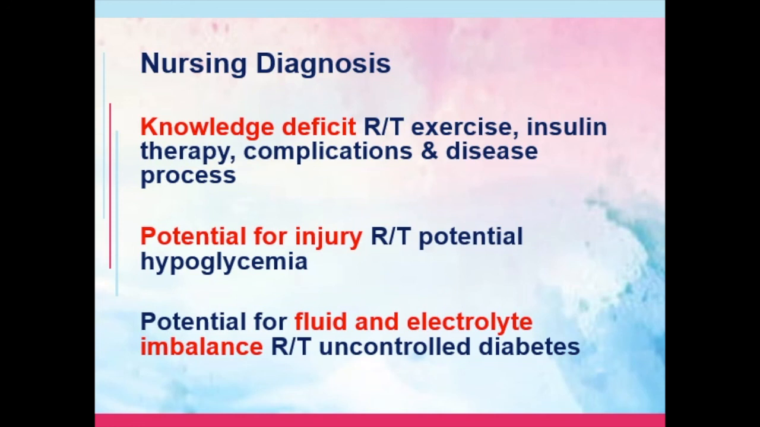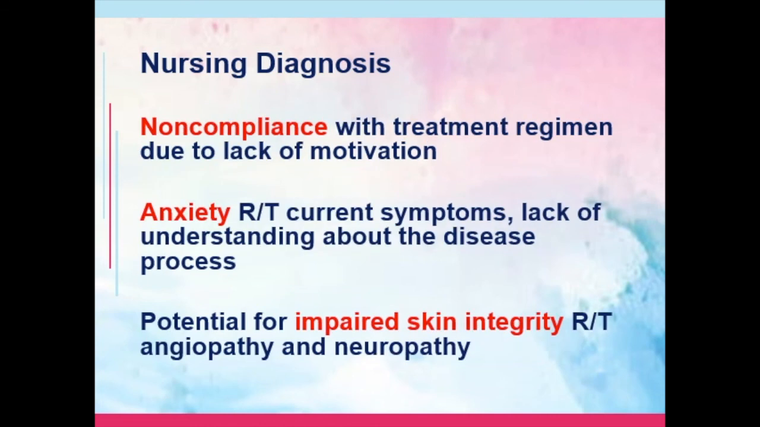Then potential for injury related to hypoglycemia. So orient them that by the time they're feeling tremors and then palpitations and then diaphoresis, these are signs of hypoglycemia. They do not wait until they lose consciousness before they act on it. Then fluid and electrolyte imbalance may also occur. Then non-compliance to treatment, okay, due to lack of motivation, financial problems. And then anxiety related to current symptoms. That's why you need to allow your patient to verbalize their feelings.